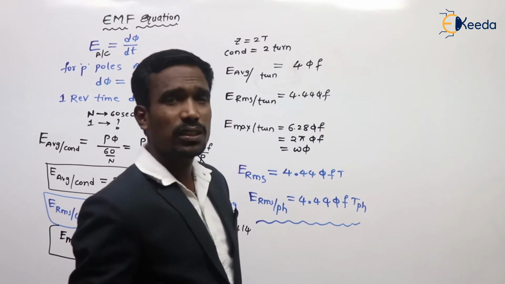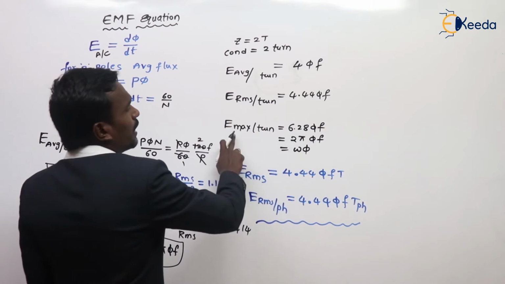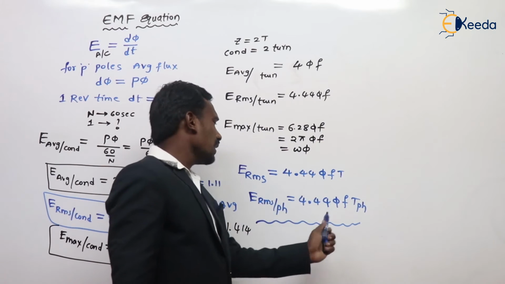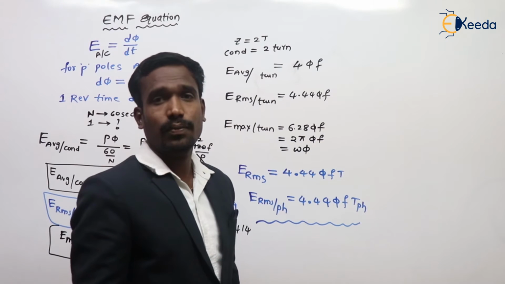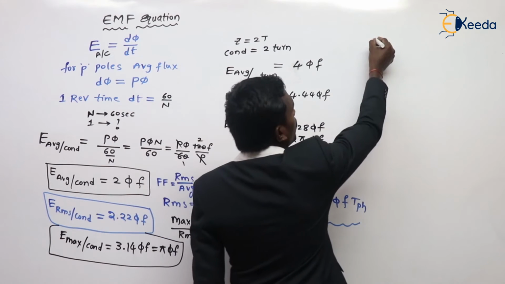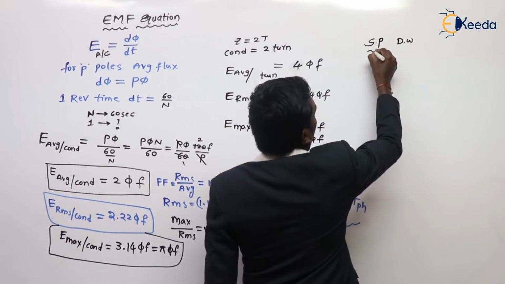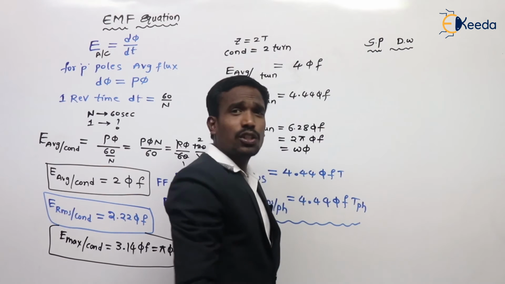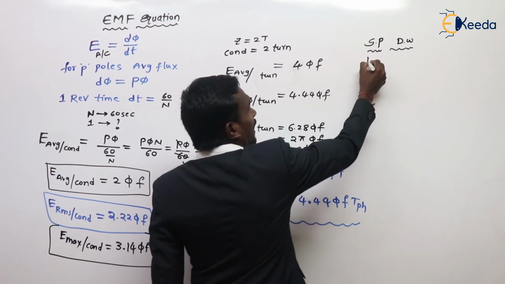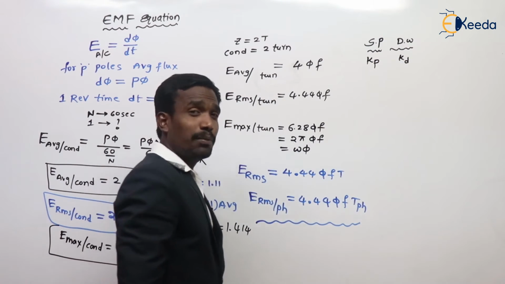This is the EMF equation. Generally, you may write E average per phase also, E maximum per phase also. Yes or no? So this is a very important question, the EMF equation. But generally we are using short pitch distributed windings. Then here Kp and Kd are both included in the EMF equation.